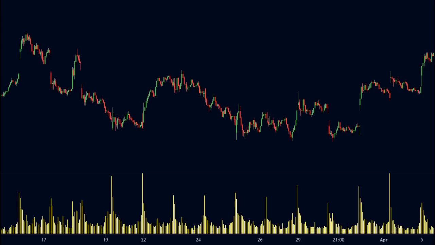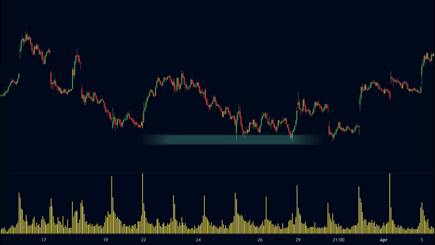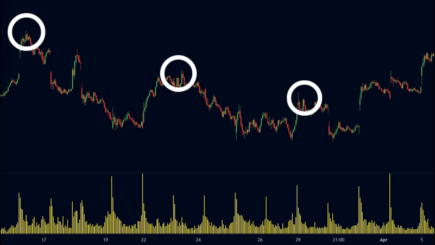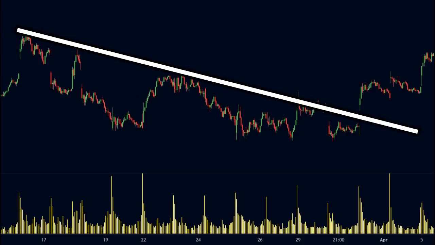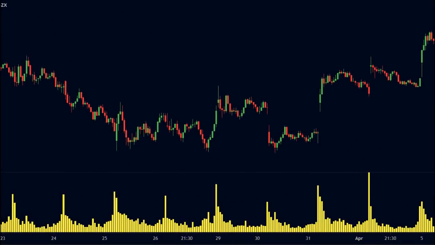As we can see, the price has been making lower highs. But it is facing difficulty in breaking below this price area. Therefore, we spot the swing points on the chart and plot a trend line connecting them. Now we want to see the price break above this trend line. Such a breakout would indicate the start of an uptrend. Let us zoom in to see the candles clearly.